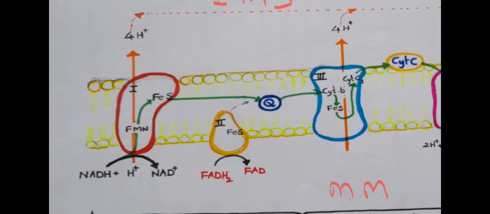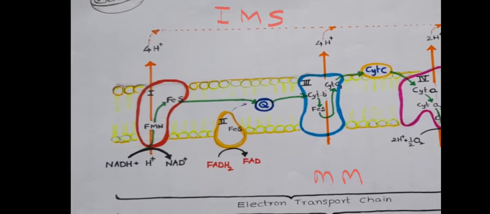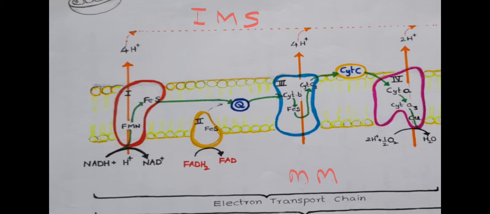So here you can see the red colored one is the first enzyme complex that has two prosthetic groups. Electrons are moving from NADH2 to FMN, then to FeS, and from FeS to ubiquinone. The enzyme complex is exposed to outside and inside. Outside means intermembrane space, and inside means the mitochondrial matrix.